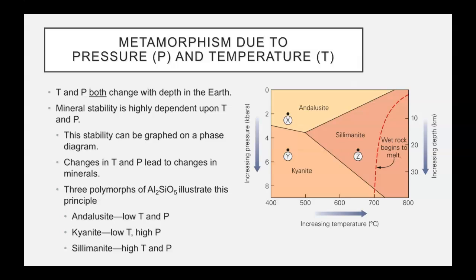This diagram shows those polymorphs, andalusite, sillimanite, and kyanite, and where they are stable, under what conditions. Andalusite at the top of the graph likes low pressure and low temperature. Kyanite likes low temperature and high pressure, whereas sillimanite is more likely to form during high temperature and high pressure. So that tells you if you see those in a rock, then those are the conditions at which that rock was metamorphosed.